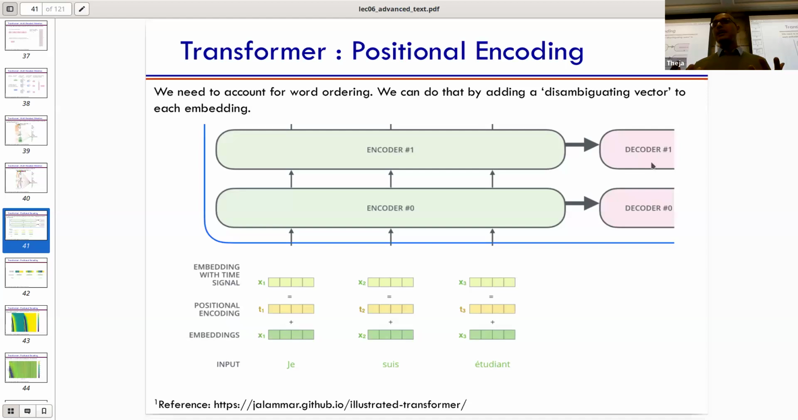So in some applications, it's okay to not worry about the order, but in some applications it is useful, especially in sentences, natural language processing.